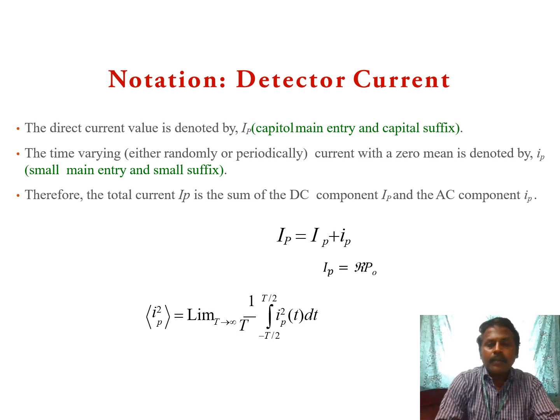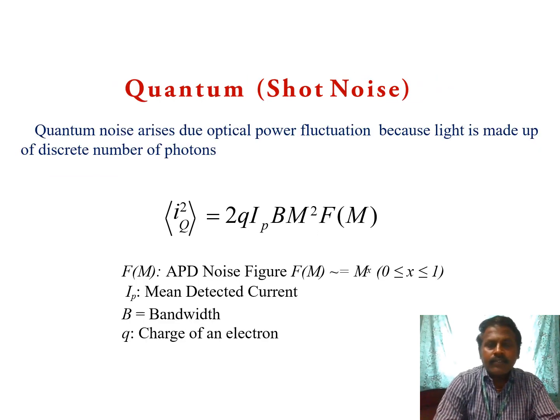So IP is equal to capital IP plus small ip, where the direct current value is denoted by capital IP and the time varying current with zero mean is denoted by small ip. Therefore, when we take the average, ip square is equal to the limit as T tends to infinity of 1 by T, integral from minus T by 2 to plus T by 2 of ip square of t dt.